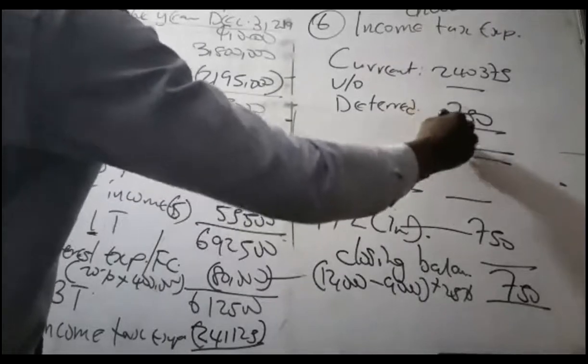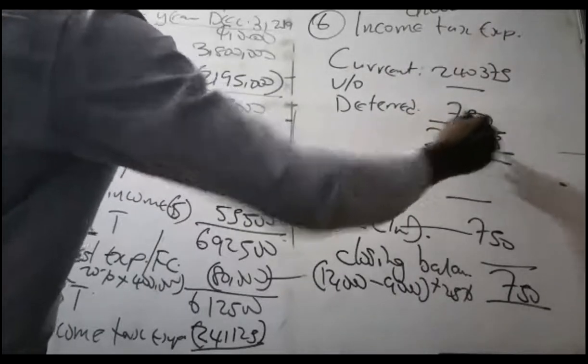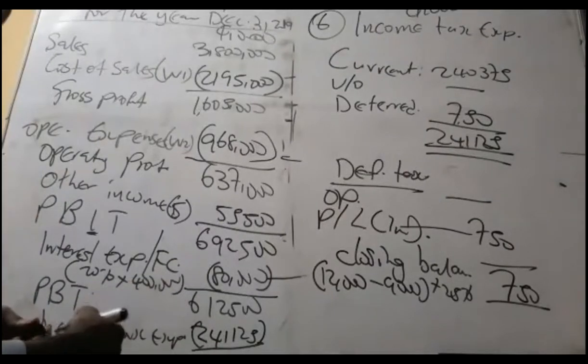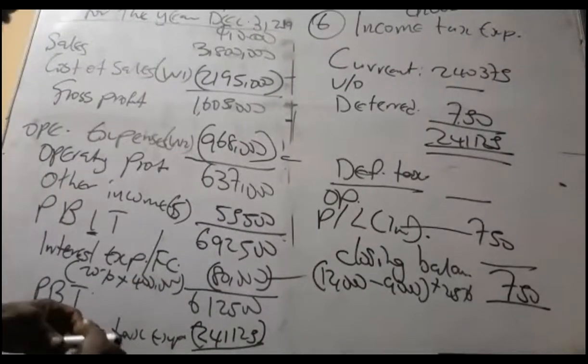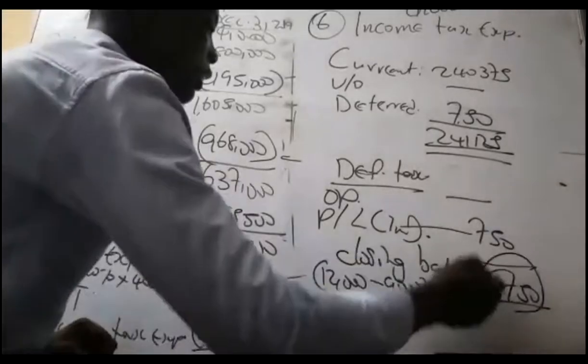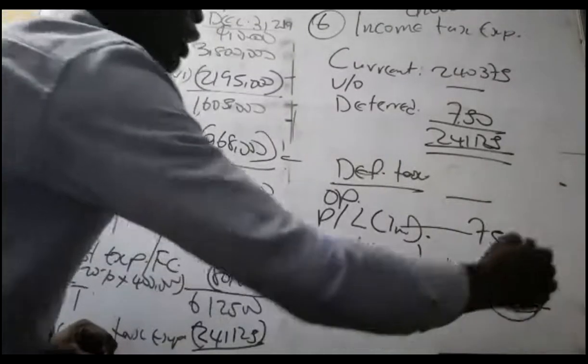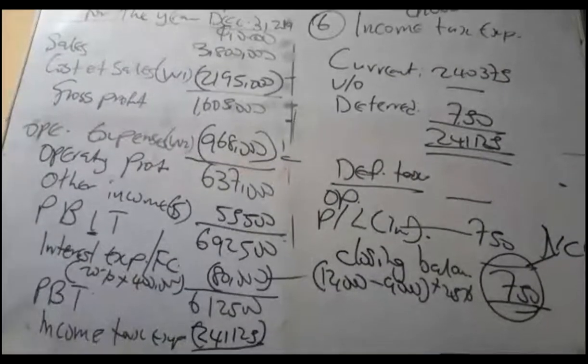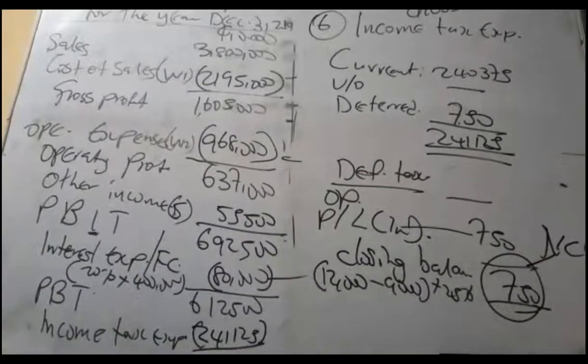Add this together and get 241,125. And that's what I'm going to put here as what? As the income tax expense. Then finally, send this up to a non-current liability. That's all. Non-current liability.